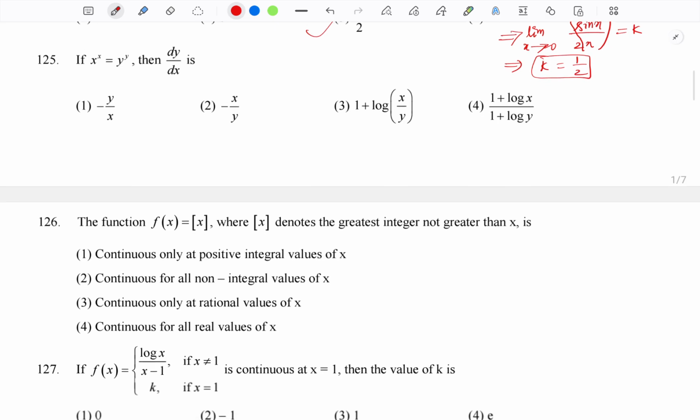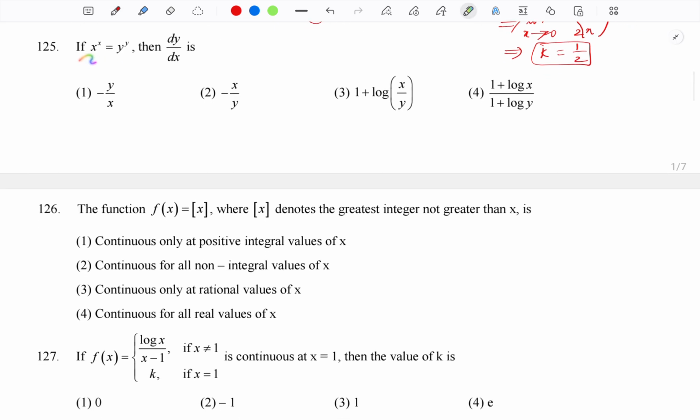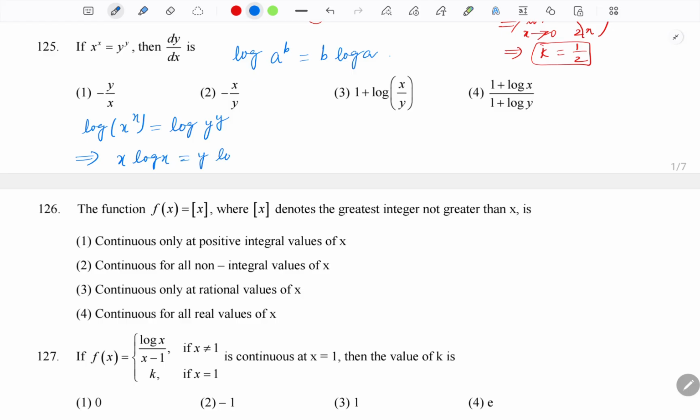question. Now see this one, variable power variable, right? Whenever you see variable power variable, what is the best shortcut trick? Take log on both sides. If I take log on both sides, then log of x power x equals log of y to the power y. You know log a power b equals b times log a. The same formula I am using, and I will write next x log x equals y log y.